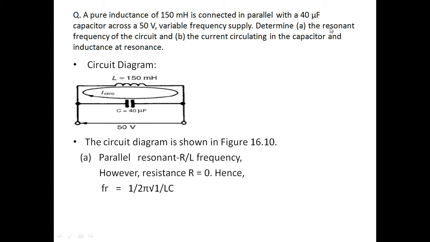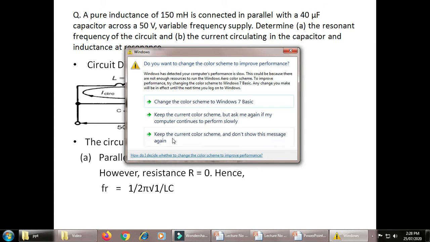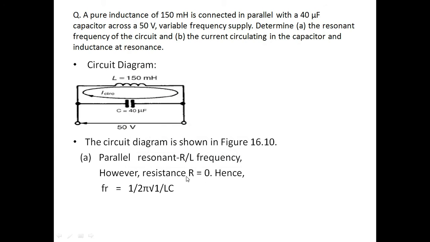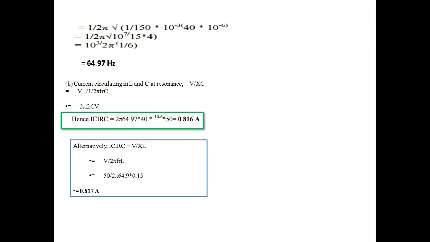To find out the resonant frequency, with reference to the circuit diagram, the value of L is equal to 150 millihenry and C is equal to 40 microfarad. Therefore the resonant frequency is equal to 1 upon 2 pi square root of LC. Its value is 1 upon 2 pi square root of 150 millihenry times 40 microfarad.